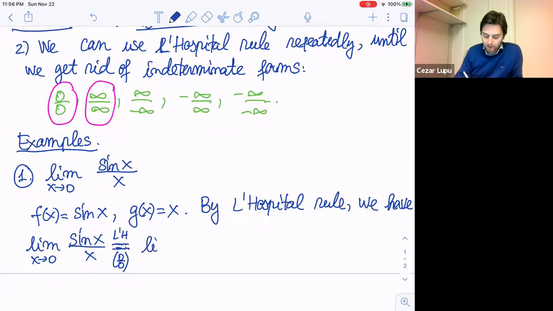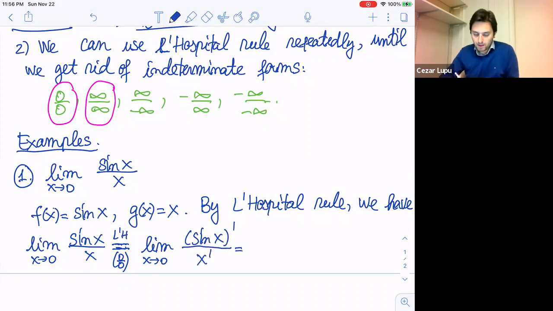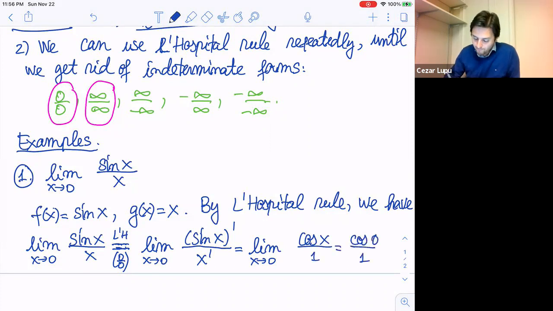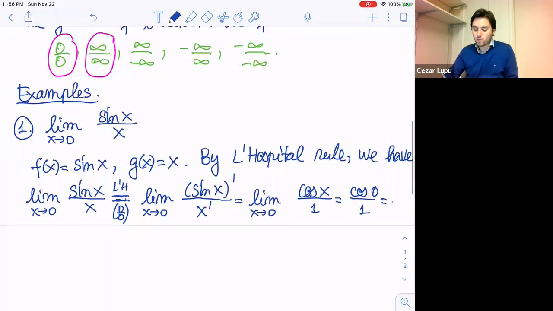And this would be nothing else than just the limit as x approaches 0 of sine of x prime, so the derivative of sine of x, over x prime. And this would be the limit as x approaches 0 of cosine of x over 1, which is cosine of 0 over 1. But cosine of 0 is 1, so the limit is 1, and that's it. You see, finally, now we have a proof for this fact.